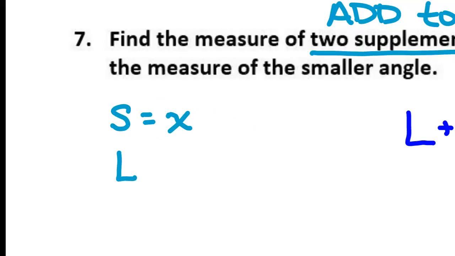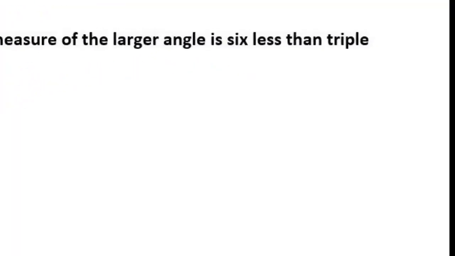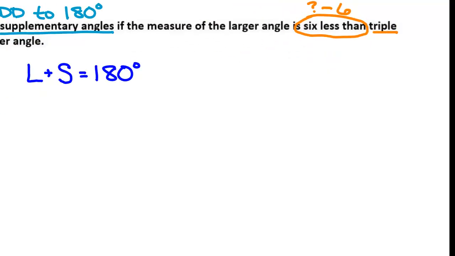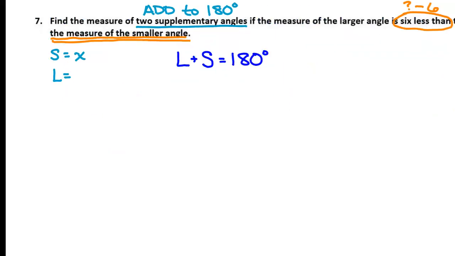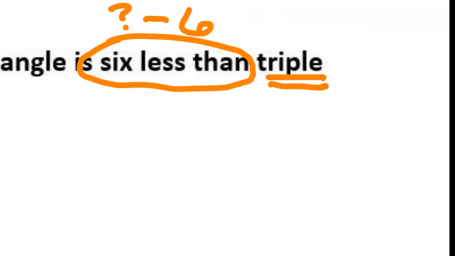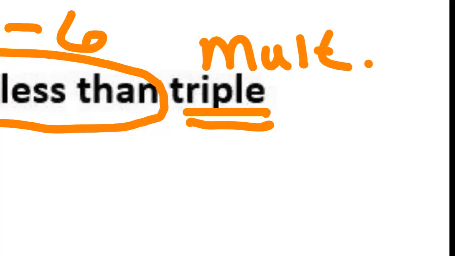The larger angle, we have been given some information about. We were told that the larger angle is 6 less than, so we're going to have something take away 6, triple the measure of the smaller angle. Well, what did we call the measure of the smaller angle? We called it x. When it says triple the measure of the smaller angle, what operation do we do there? Multiplication.